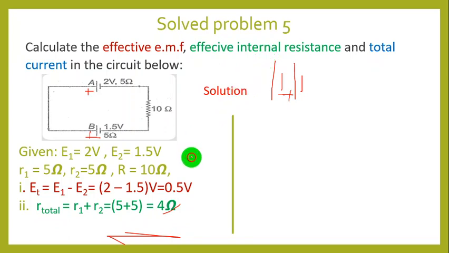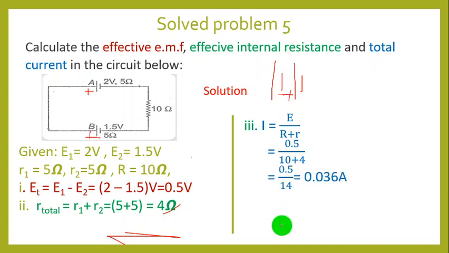Then the next thing we are required to get is the value of current. To get the value of current, we use the normal relation that we have used in the previous two questions. That's going to be I equals E over R plus r. And that will simply give me 0.5 divided by 10 plus 4. And that will simply give me 0.0036 ampere. And that's what we are required to find in this one.